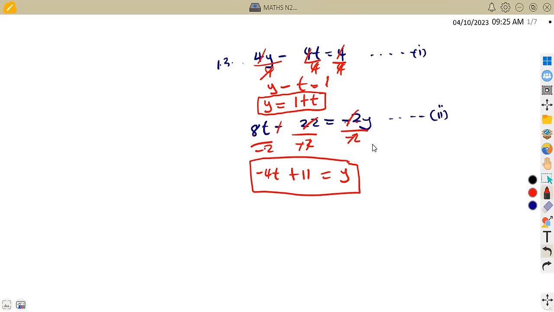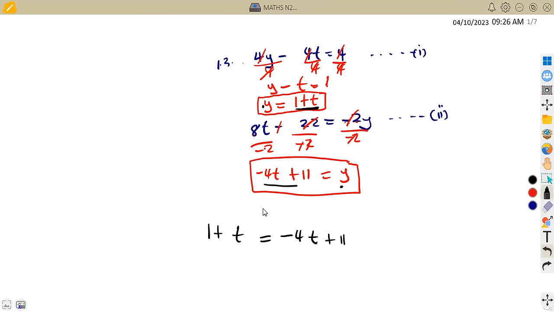So solving our equations, we can see that if these two are the same, this is y, also this is y, so these two must be equal. It simply means that 1 plus t must be equal to minus 4t plus 11, the value of y that we have on the other equation. So solving these equations, you can choose any method, substitution method, elimination, whatever method that you are suitable with, or that you are used to.